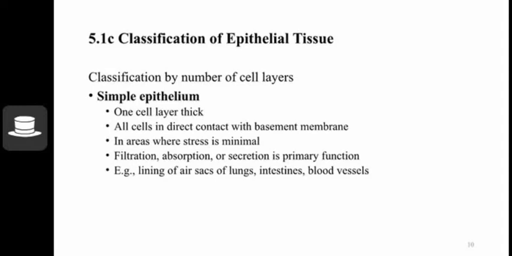So we're going to use simple epithelia, the 1 layer thick, in areas where we need a barrier, but it needs to be really, really thin. For example, the air sacs in your lungs. We want blood on one side, and we want air on the other. You don't want your blood in your air because then you're bleeding. So we want a thin barrier, but we also want to diffuse oxygen and carbon dioxide very quickly across that barrier, and that's where simple epithelium works really, really well.